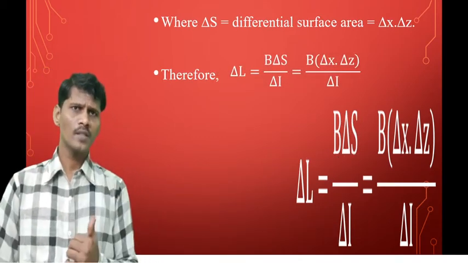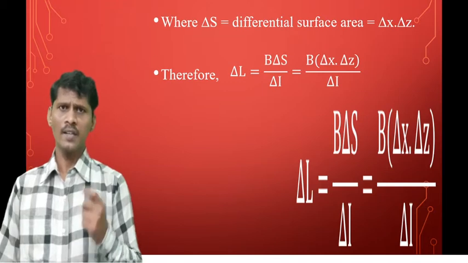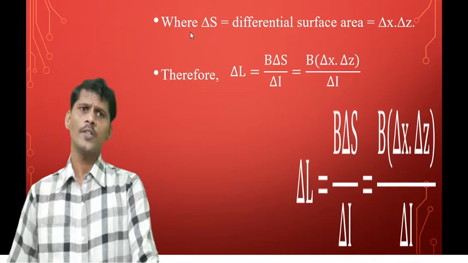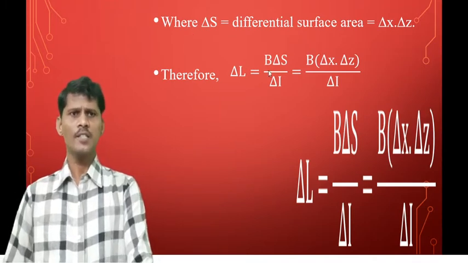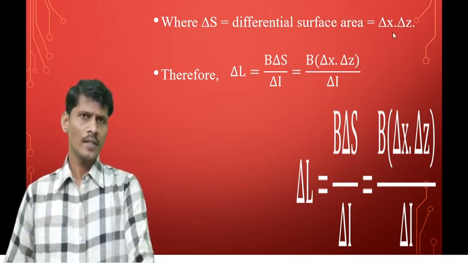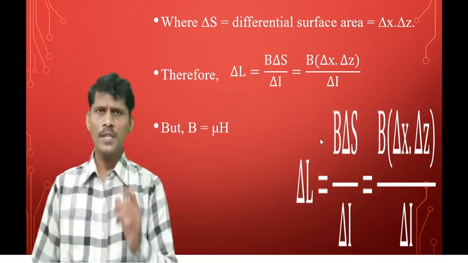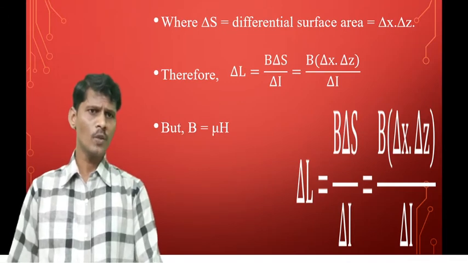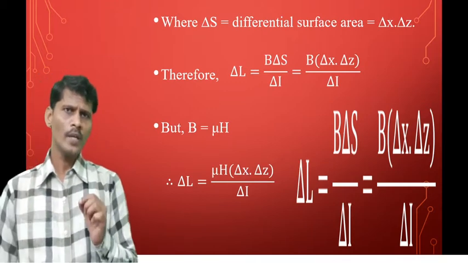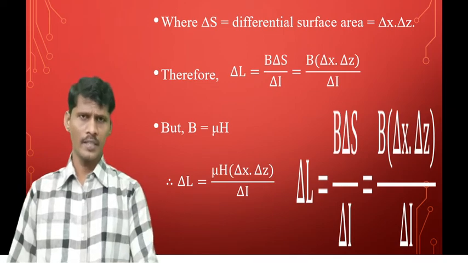Now here the magnetic flux density is in the y direction, so the differential vector surface area delta S is delta x into delta z. Substituting the delta S value in the above equation, we get delta L equal to B into delta S by delta I, equal to B into delta x into delta z divided by delta I. But we know that B is equal to mu into H, and substituting B equal to mu H into the above equation, delta L is equal to mu H into delta x into delta z divided by delta I.